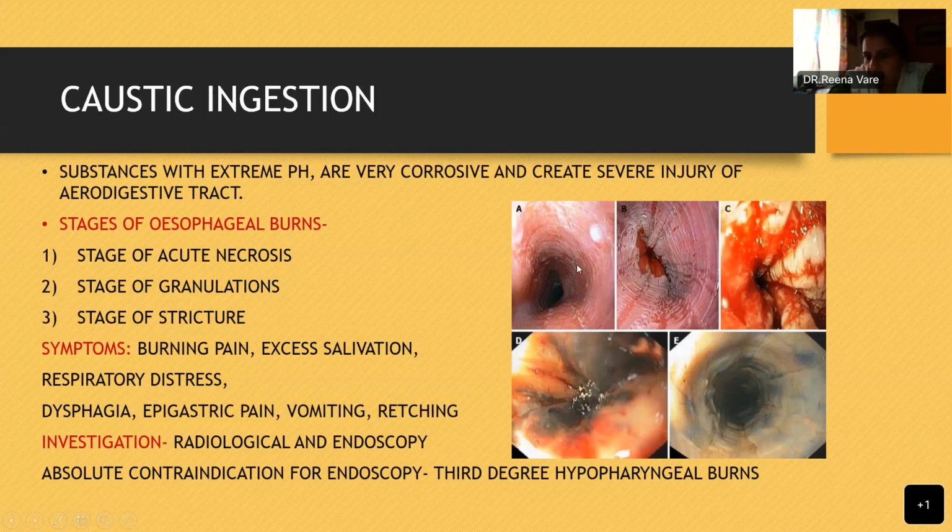This is the same thing. Over here, you can see all the granulations which are formed. Now, this is the third stage where it's a clear-cut stricture formation.